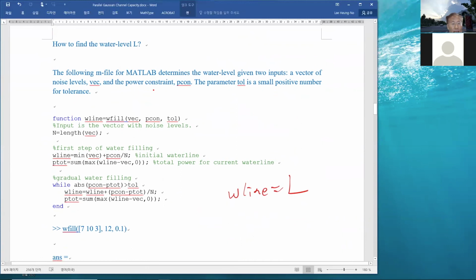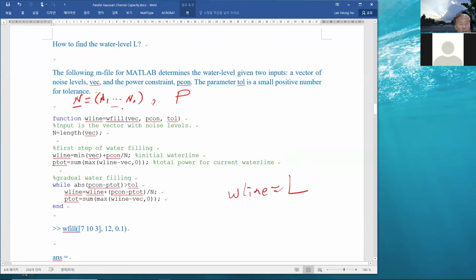I have given an M-file for MATLAB, which determines the water level, given two inputs: a vector of noise levels, VEC. So VEC is basically that noise level vector, let's say we call it vector M. So given this and the total power constraint P, we need to iteratively find the water level.